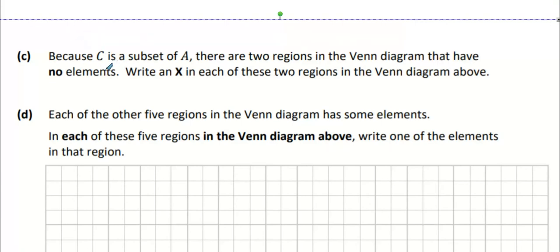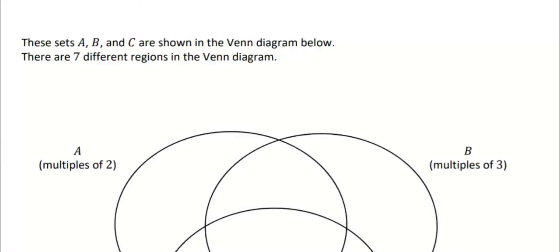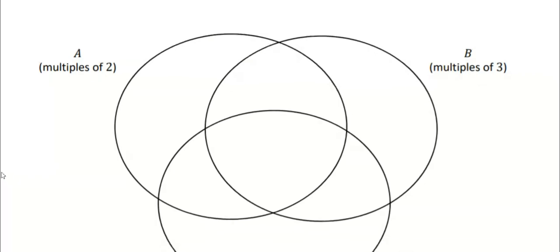Okay, because C is a subset of A, there are 2 regions in the Venn diagram that have no elements. Write an X in each of these regions for the Venn diagram above. Okay, so I have to show something that doesn't exist really.